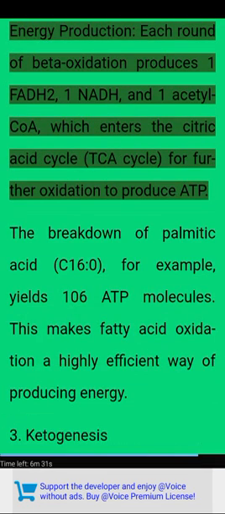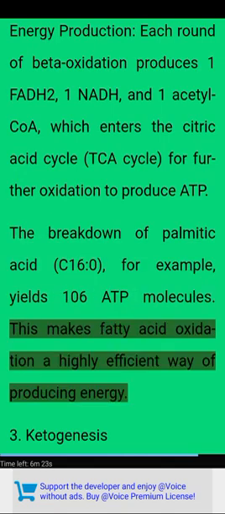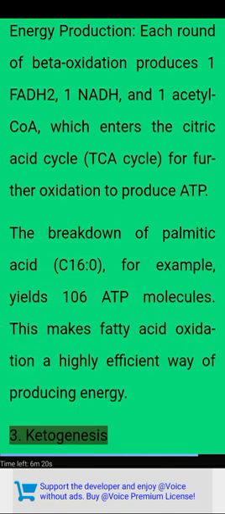Energy production. Each round of beta oxidation produces 1 FADH2, 1 NADH, and 1 acetyl-CoA, which enters the citric acid cycle (TCA cycle) for further oxidation to produce ATP. The breakdown of palmitic acid (C16:0), for example, yields 106 ATP molecules. This makes fatty acid oxidation a highly efficient way of producing energy.